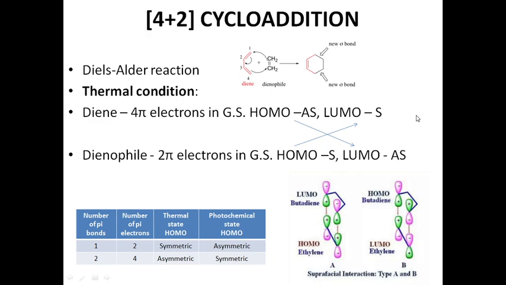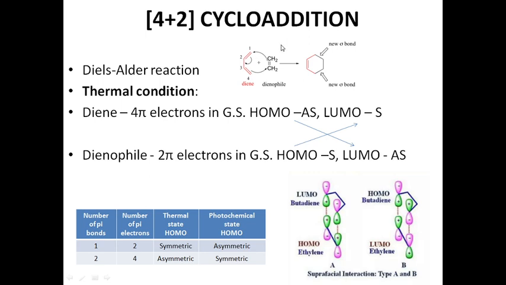Now let us look into the 4 plus 2 cycloaddition reaction. I have told you 4 plus 2. 4 means 2 pi bonds and 2 means 1 pi bond. This is a diene reacting with a dienophile, giving rise to a cyclic product with only one double bond. There are two new sigma bonds and one pi bond has rearranged, giving rise to cyclohexene. This reaction is famously called the Diels-Alder reaction, which involves a transition state. I have already discussed the transition state formation.